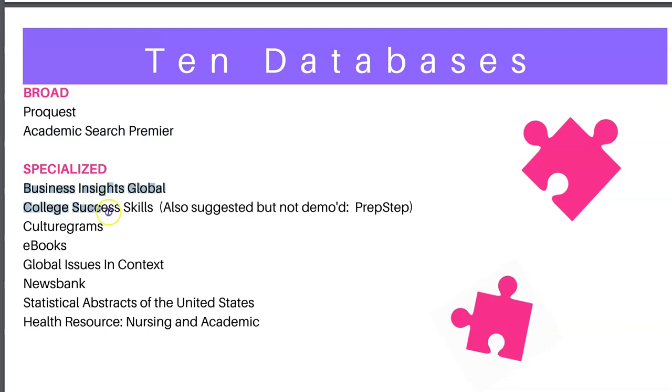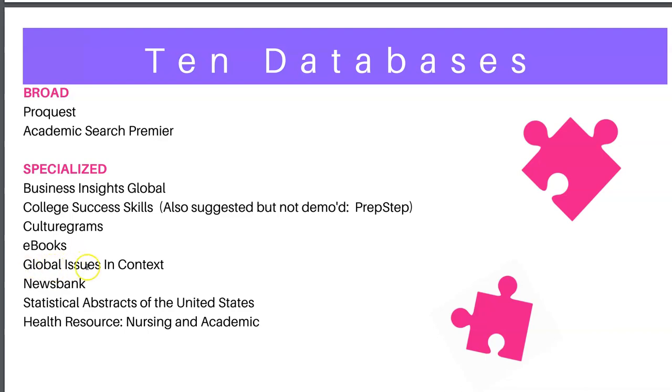Then I'm going to show you some of our specialized databases, eight of them in fact, that we have available. Business Insights Global, I'm going to show you College Skills Success. I'm not going to really demo it, but I need to make sure you know it's there. If you're having some skills that you need to pick up on, you really need to go check this out. It also helps you with test prep of various kinds. CultureGrams is specific to a couple classes and assignments you have really work for this. eBooks is glorious. We've actually doubled, if not tripled, our holdings over the summer.